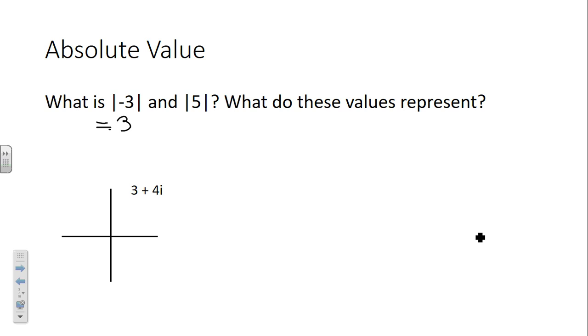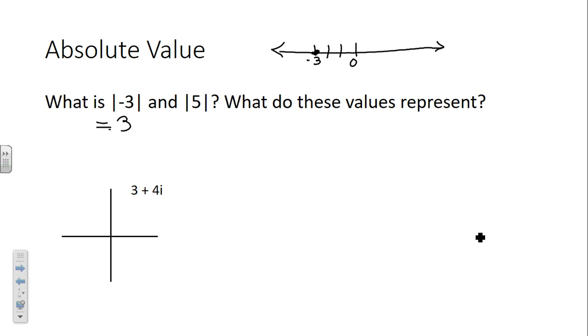What does it physically mean? Or how was it defined to you originally? Well, let's go back to the number line. Why is the absolute value of negative 3 equal to 3?